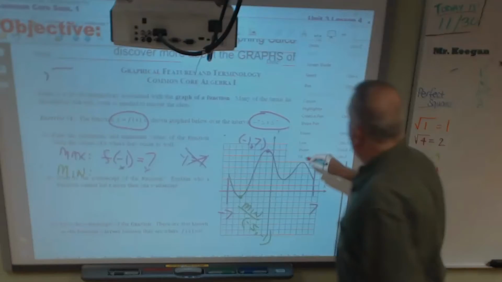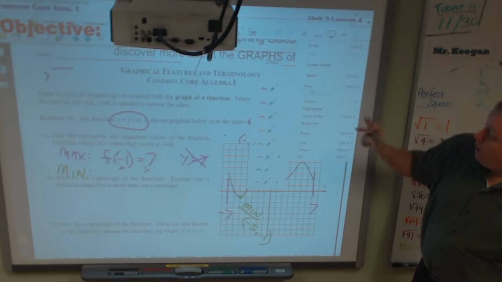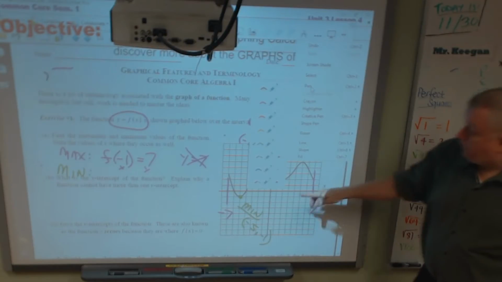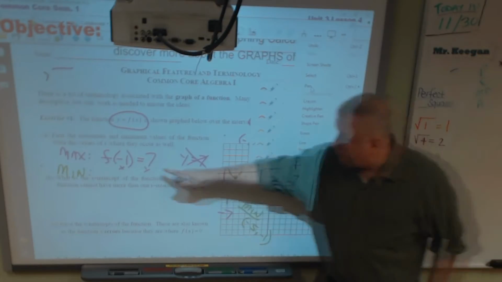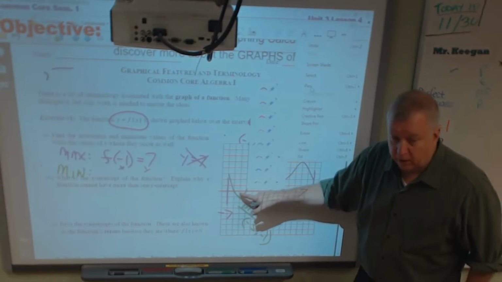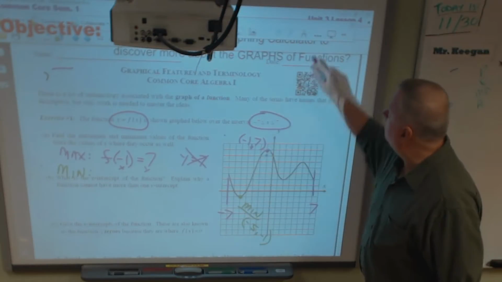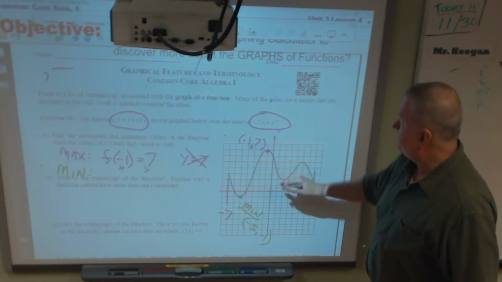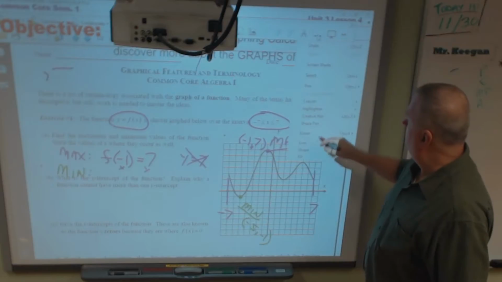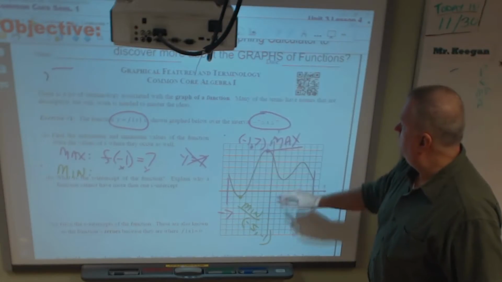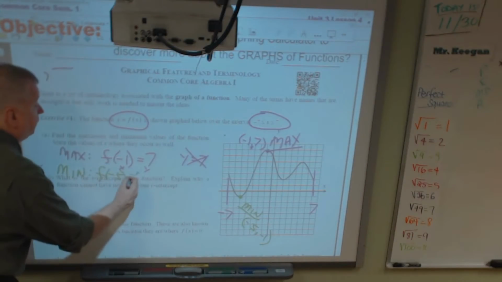So it's going to be f of -5 equals -1. The x is the -5. Right? The thing in the parentheses is always your x value. The x is the -5. The y is the -1. So this is your max. And this is your min. So yeah, f of -5 is equal to -1.